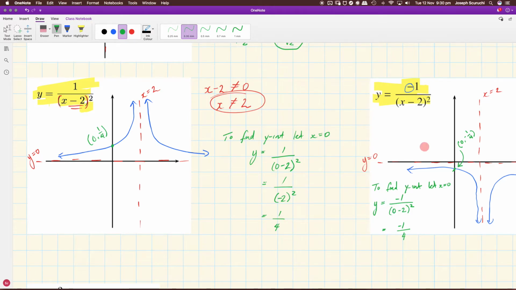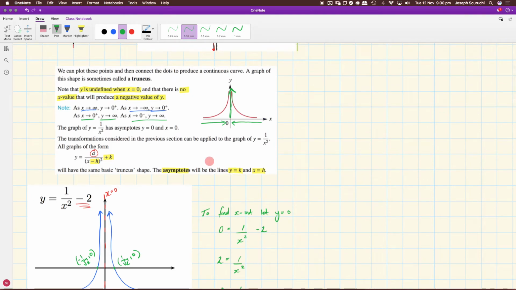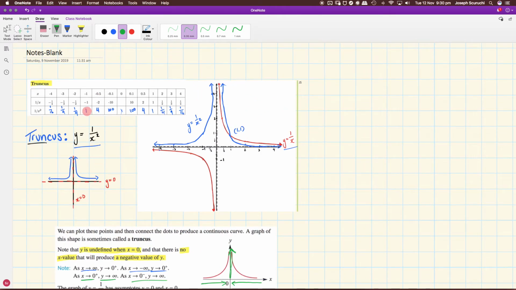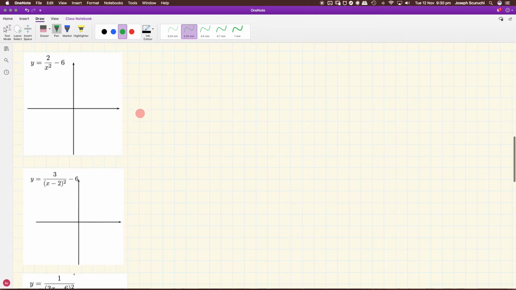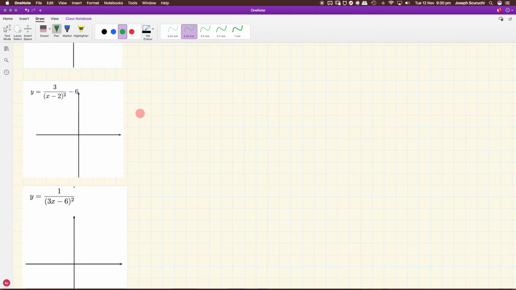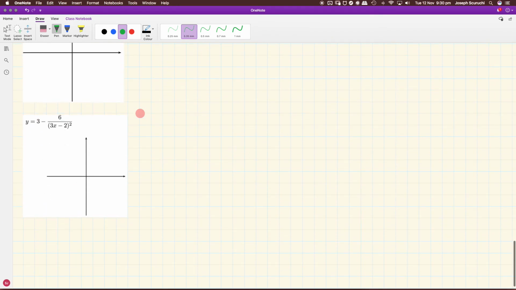So we covered how to graph standard truncuses, how to apply some simple transformations, either vertically or horizontally. We looked over this kind of stuff, and filled out a table of values. In the next video I'll put up, I'll go through the rest of the examples in the booklets. So if you do get stuck at home, you'll have this as a resource. So check out the next video for that.